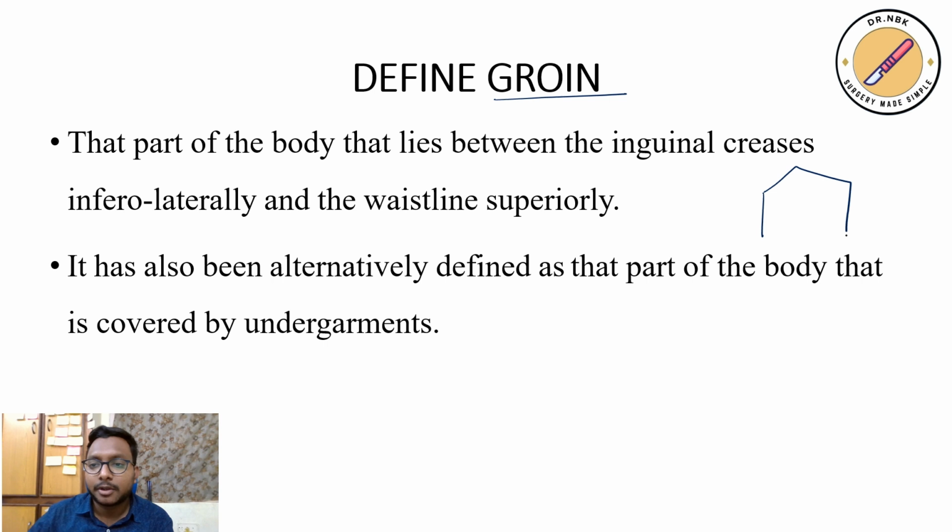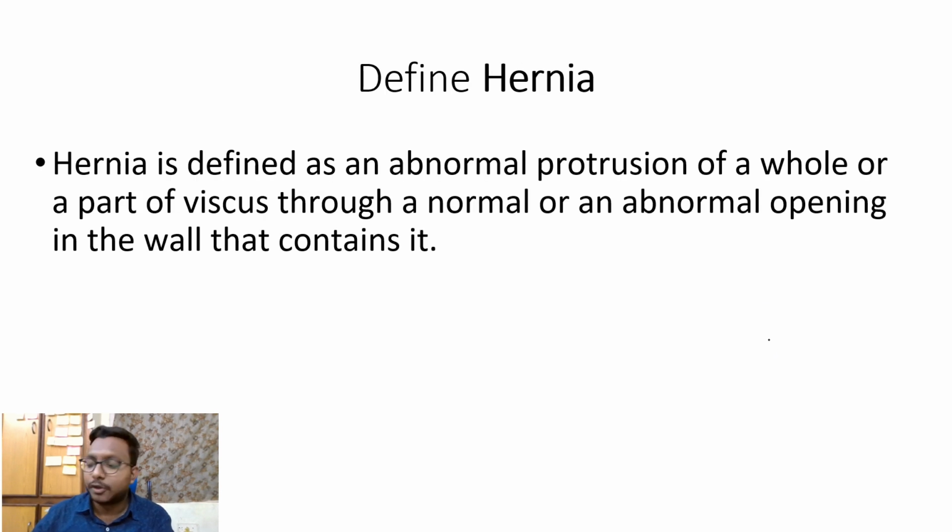Just to summarize, if you take this as the outline of the abdomen, where you have the junction of the abdomen as well as this thigh, this part is usually called groin. It has also alternatively been defined as that part of the body that is covered by the undergarments. So you can take this part as usually called groin. Okay, right. So it's a must-know definition.